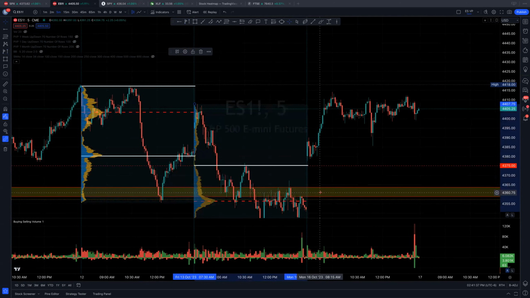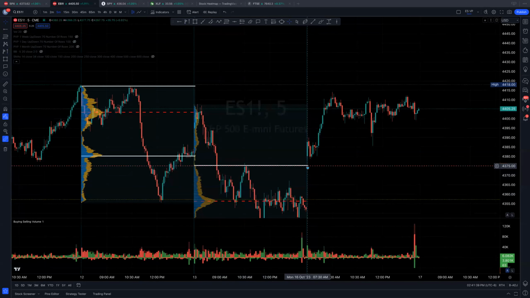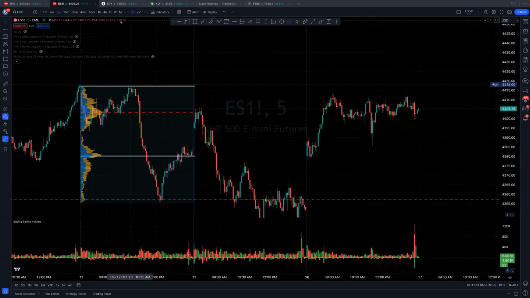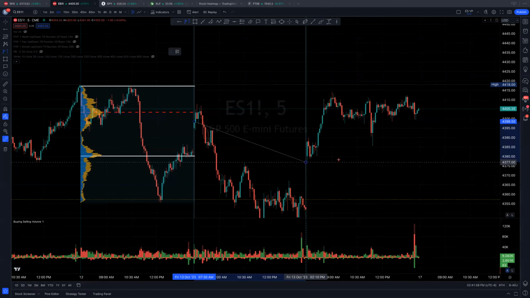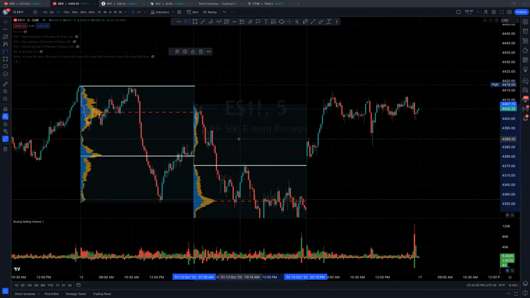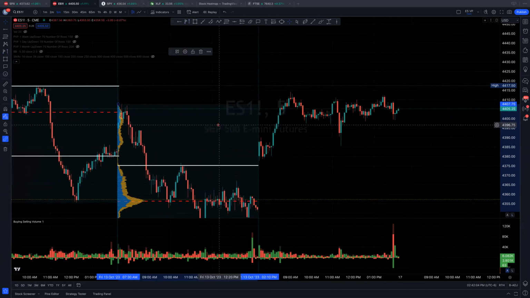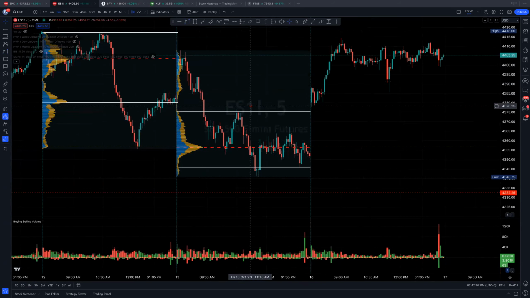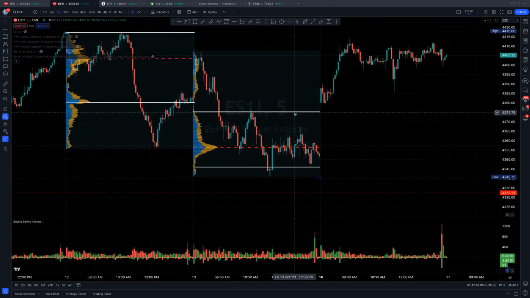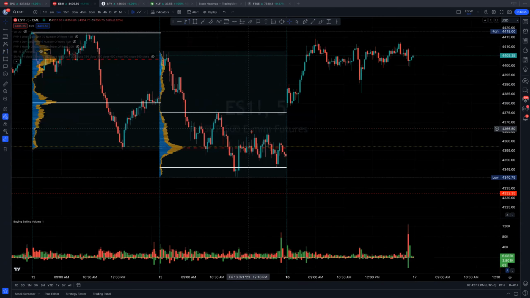Why is this not showing the value area high? So give me 1 second. Why is this not showing the value area high? That's strange. Oh, this is the value area high. I'm sorry. This is the value area high, value area low, point of control. I was a bit confused.